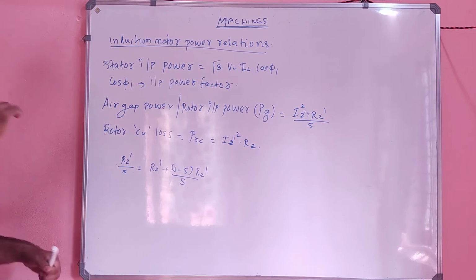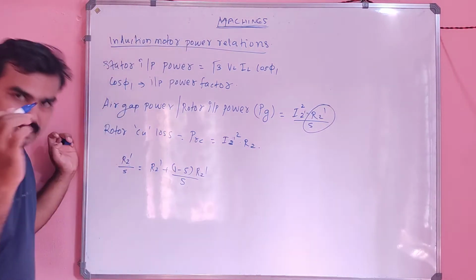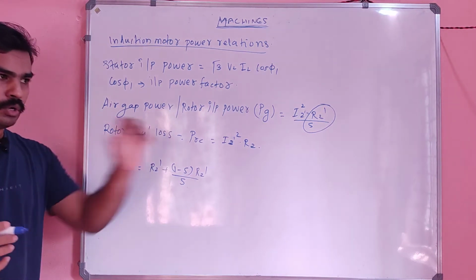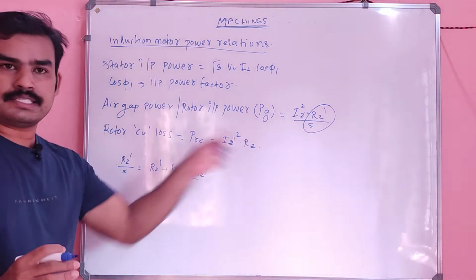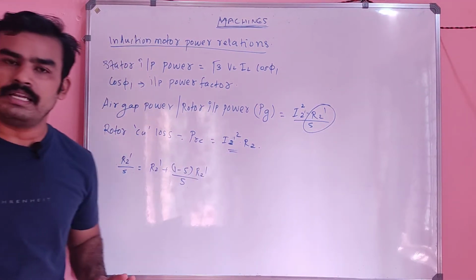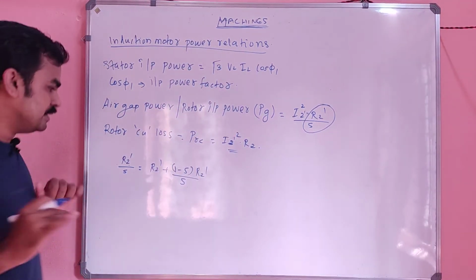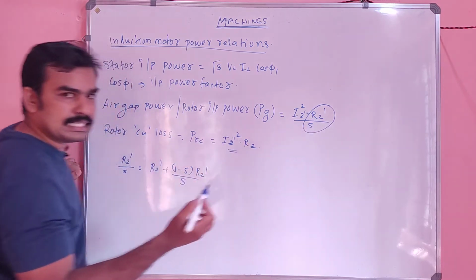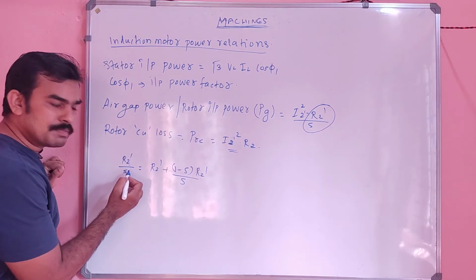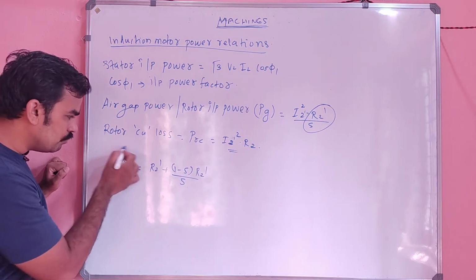See, this power is associated with I2 square into R2 dash by S. You may have a doubt why there is R2 dash by S in the rotor input power PG and not in the copper loss. It is clear that the copper loss is associated with the resistance only, so there will not be any slip term. But in the rotor input power there is a slip term. In the rotor equivalent circuit, I can split R2 dash by S as R2 dash plus (1 minus S) by S into R2 dash. If you simplify this, you will definitely get R2 dash.